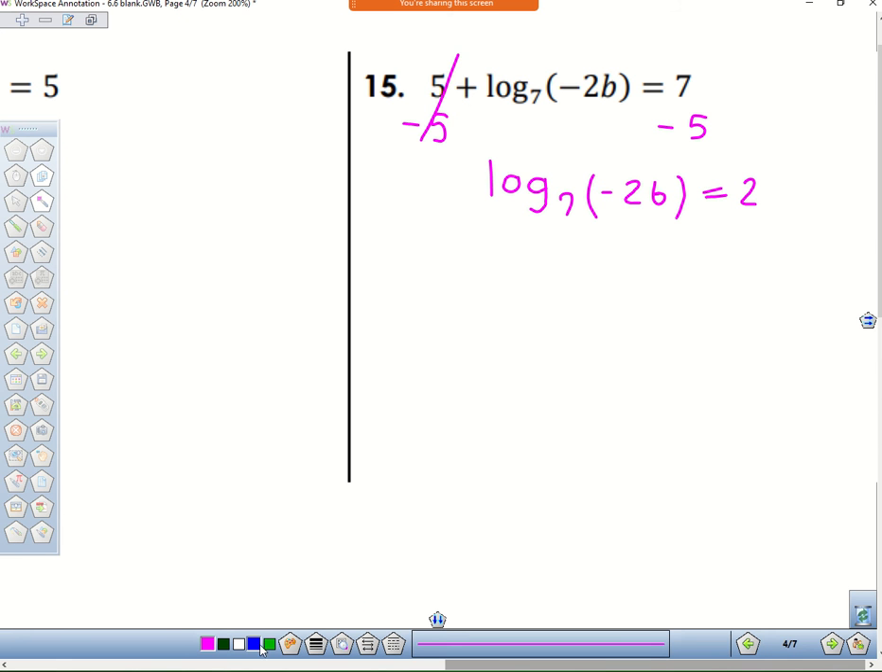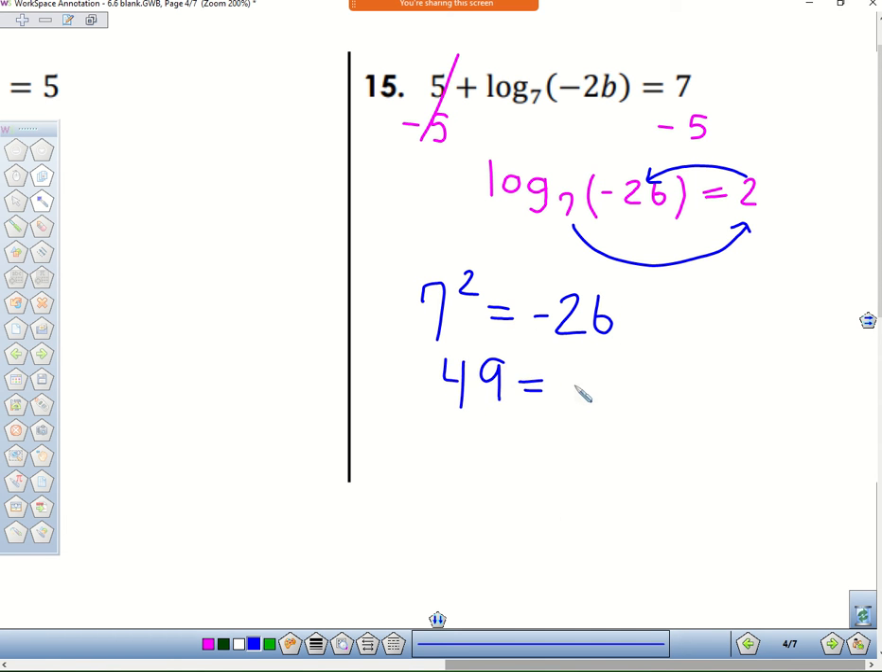And then, do you remember the arrow method? So that's going to be 7 to the second power is equal to negative 2b. Well, 7 to the second power is actually 49. And then my last step to solve for b would be to divide by 2. Good. Divide by negative 2, which would give me b equals negative 24.5.